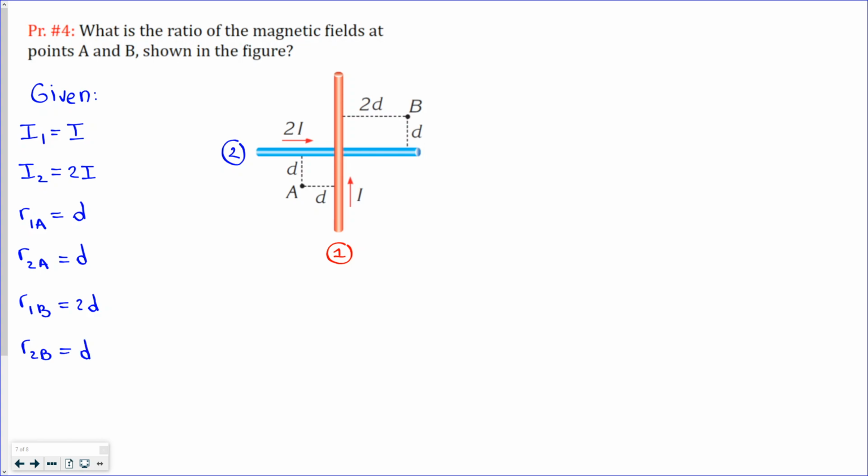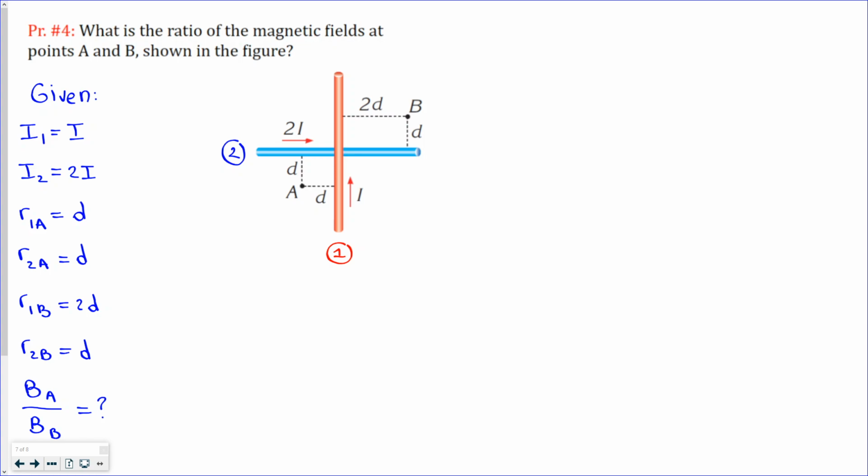What are we asked to find? We need to find the ratio of the net magnetic field strength at point A to the net magnetic field at point B. We need to find the ratio. So before we start, we need to find the magnetic fields of the first wire and the second wire.